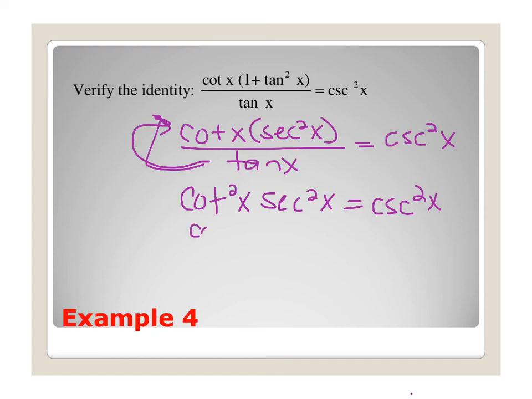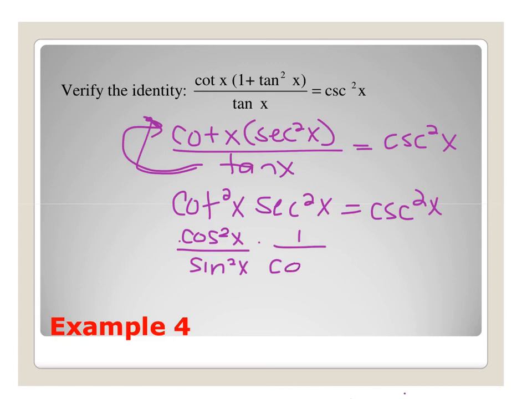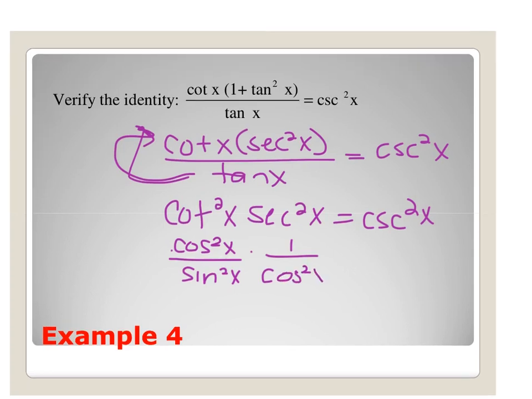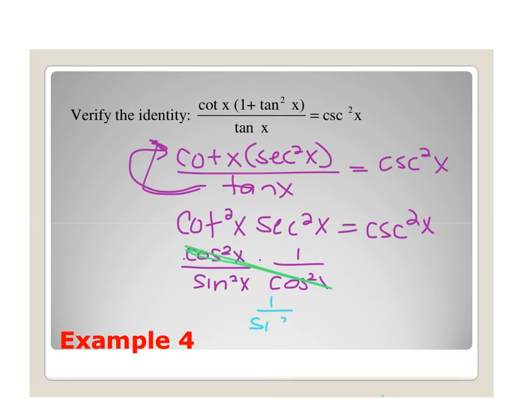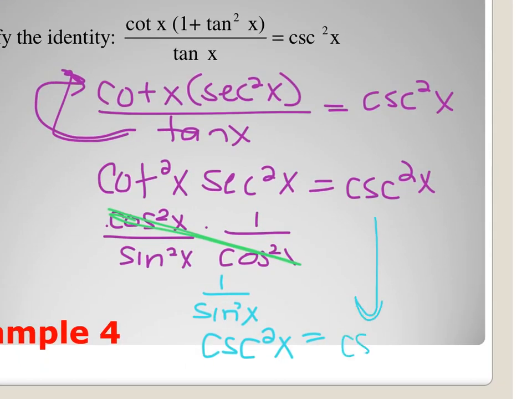Cotangent is cosine over sine, and secant is 1 over cosine. So the cosines cancel out. I get 1 over sine squared, which is cosecant squared, right? That's okay. Equals, bring it down. Oops. Cosecant squared x.